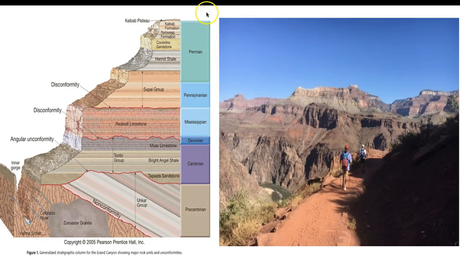So this graph or image is just showing the broad look of the layers of the Grand Canyon. And as I said, there was a canyon within a canyon. After that last unconformity, so there's 2 unconformities, there's that inner gorge, and this is the inner gorge right here, with the Colorado River at the bottom.